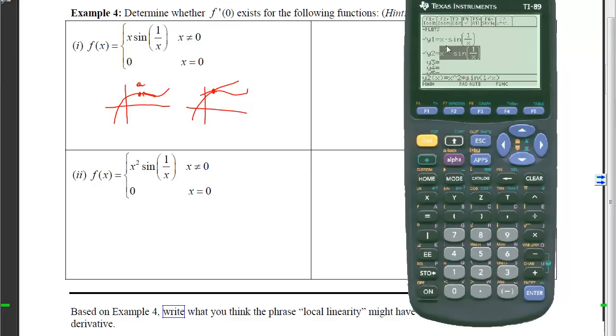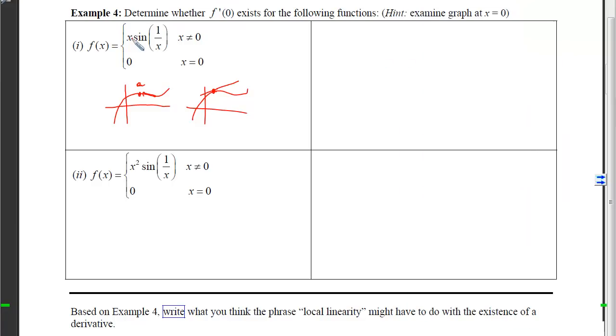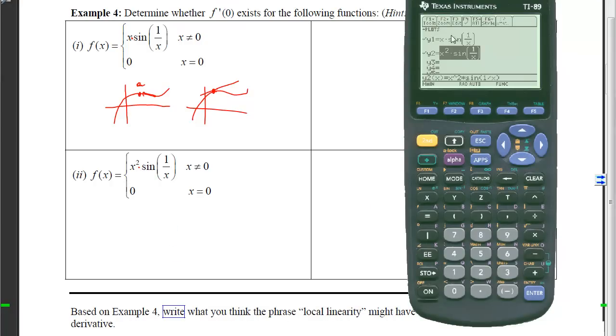On the calculator, you can see that I have entered y1 and I've entered y2. y1 is this x times the sine, and y2 is x squared times the sine. And what I'm going to warn you about on the calculator is that if you do not insert the times symbol, your calculator will think you have a function called x sine and nothing will graph, because you don't have a function called x sine assigned in the memory of your calculator and it won't know what to do. So you'll either get errors or it'll just be blank.